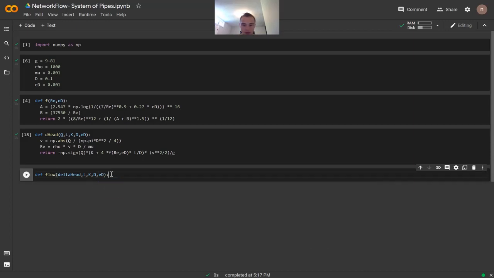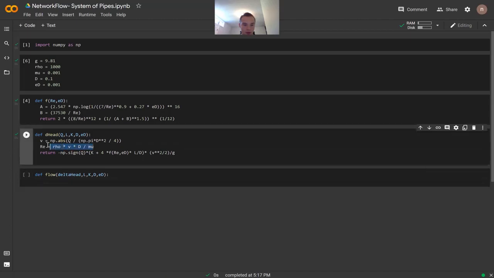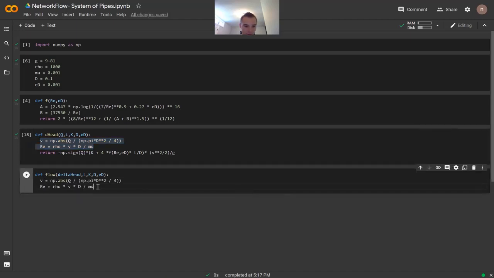Put a colon there, and then it also is going to calculate our velocity and Reynolds number given these arguments right here. So we can just take these equations from up here, and we can go ahead and copy them down into this space, and I think that should be good. They should be indented in the function.